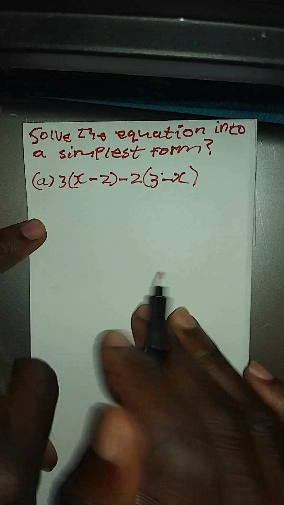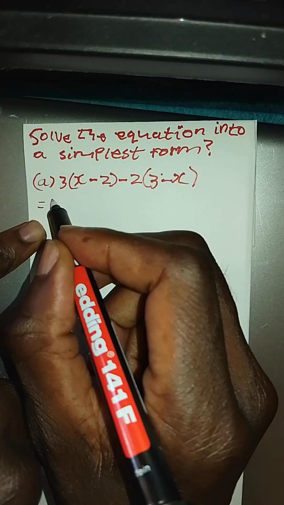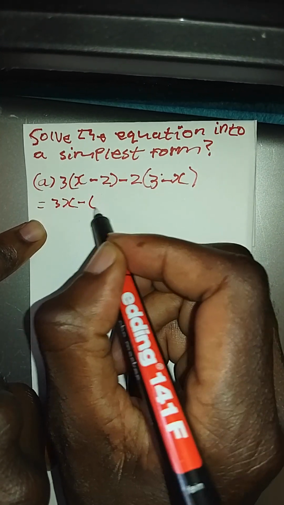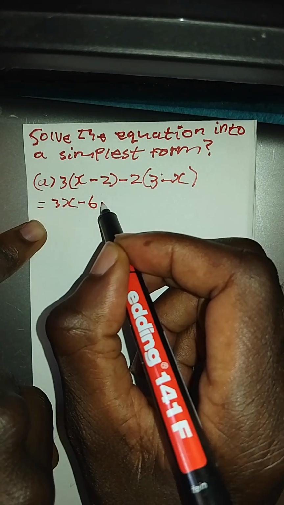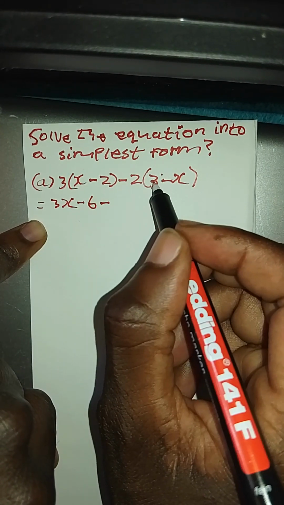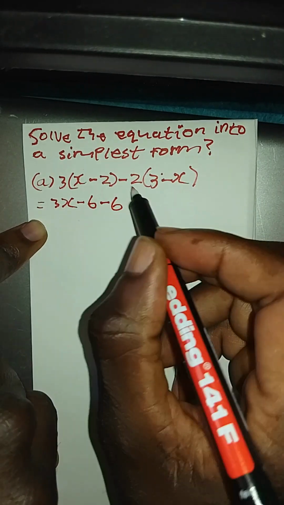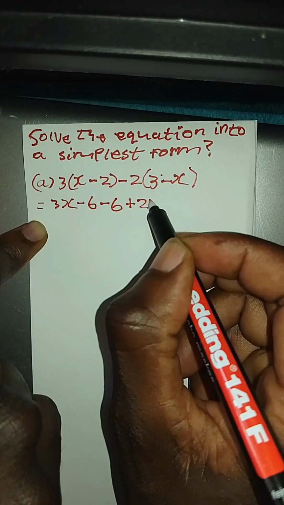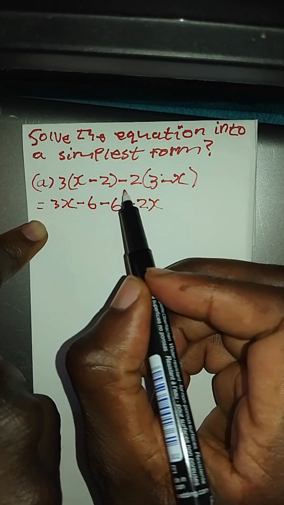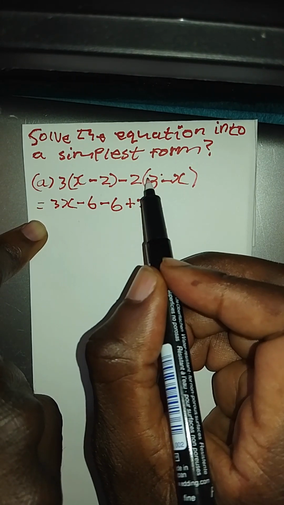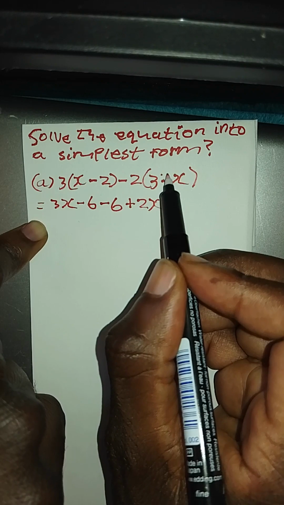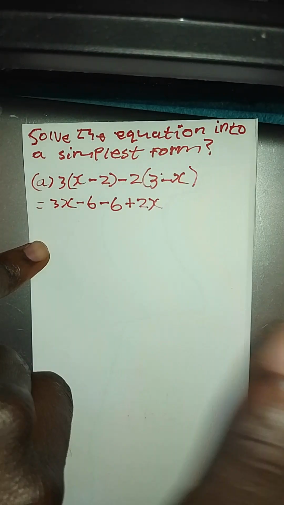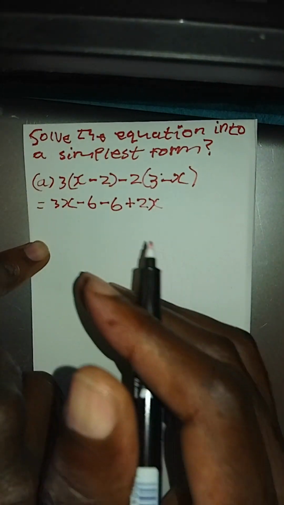Okay, so this is equal to 3 times x to give us 3x, 3 times negative 2 to give us negative 6. Okay, minus 2 multiplied by 3, so minus 6, minus 2 multiplied by minus x to give us positive 2x. As I said, when you're multiplying the negative number outside the bracket with the negative number inside the bracket, the negative sign will change to positive sign. Together, because you are moving to the positive. From minus 2, you are moving to the positive on, remember, the number line.